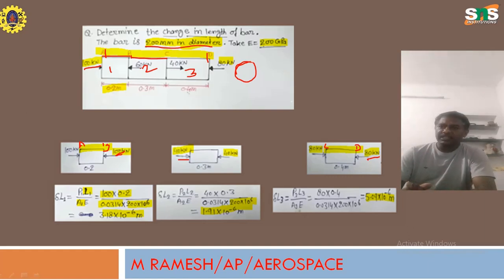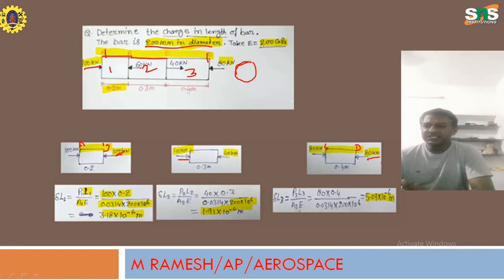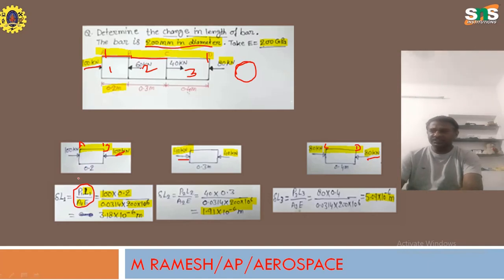Now to solve this, unit conversion is very important. In PL by AE, all the loads are given in terms of kilonewton, so I am taking P as kilonewton. Then length I am taking in meter. Then what about the area? Area must be in meter square. Since I am applying the length in meter, area must be in meter square. And Young's modulus is generally Newton per meter square.